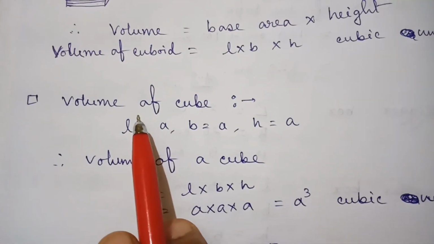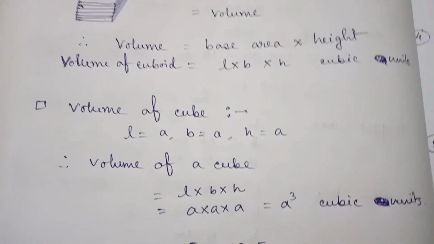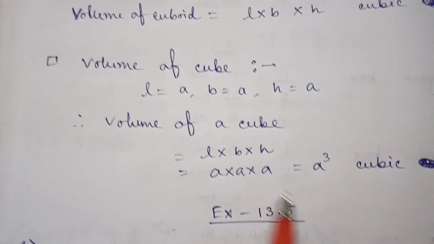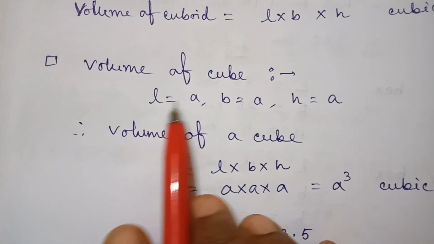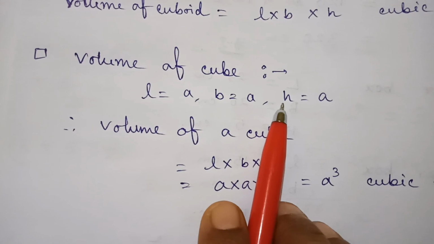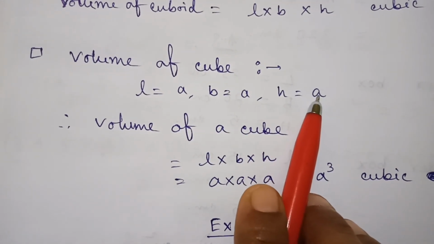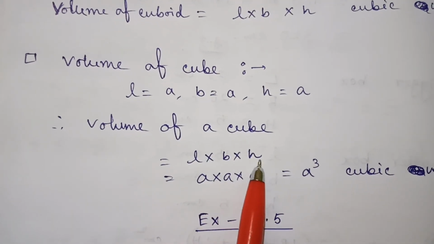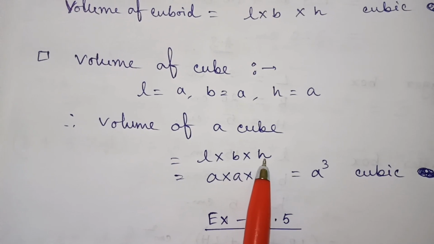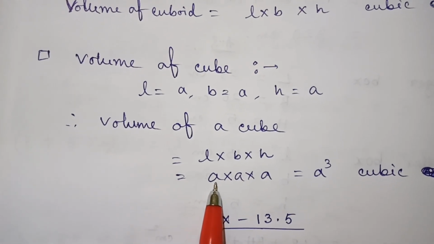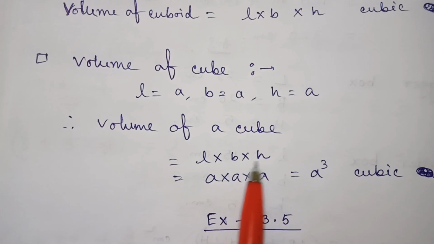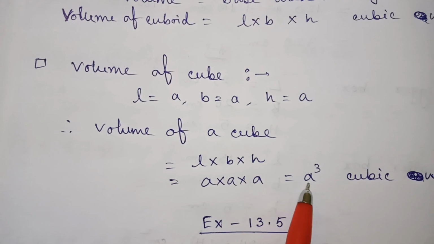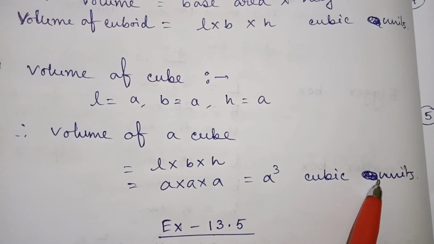Coming to volume of a cube. Cube means a cuboidal structure, but there is a big difference, that is, all length, breadth and height will be of the same measurement. Therefore, the formula for the volume of a cube will be the same, L into B into H, but we will just replace L, B and H with A. So A into A into A is equal to A cube cubic units.